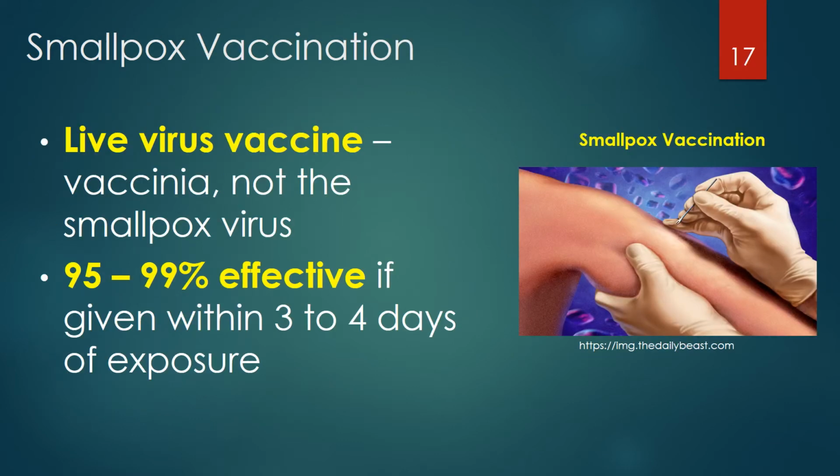Smallpox vaccine contained a live virus called vaccinia. Vaccinia was not the smallpox virus, but a virus from the same pox virus family. An immune response to vaccinia provided cross-protection to smallpox. Smallpox vaccine was 95 to 99% effective in preventing illness or severe disease if given within 3 to 4 days of exposure. A smallpox vaccination provided immune protection from the disease for at least 5 to 10 years, though protection against severe disease may last up to 15 to 30 years after vaccination.